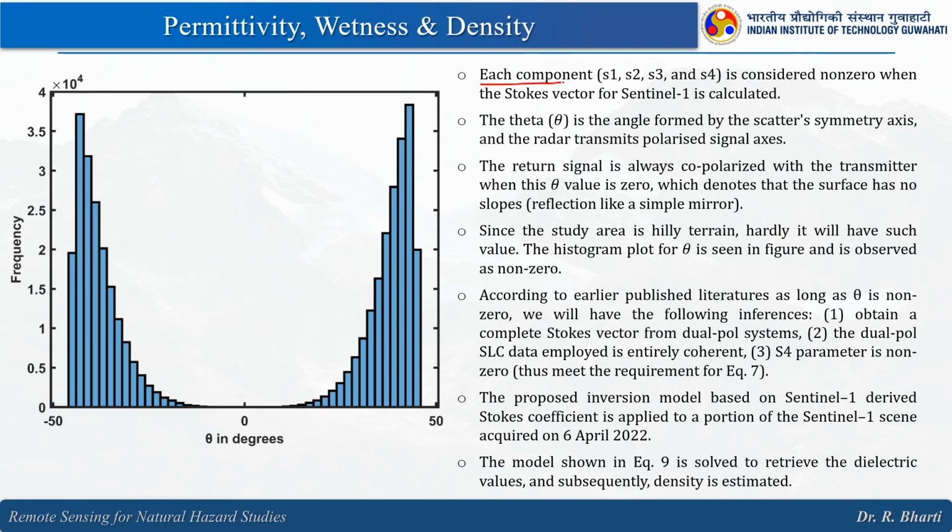Each component of S1, S2, S3, S4 that we have mentioned in equation 10 is considered non-zero when the Stokes vector for Sentinel-1 is calculated. The theta is the angle formed by the scattered symmetric axis and the radar transmit polarized signal axis. Since the study area is hilly terrain, hardly it will have such values.